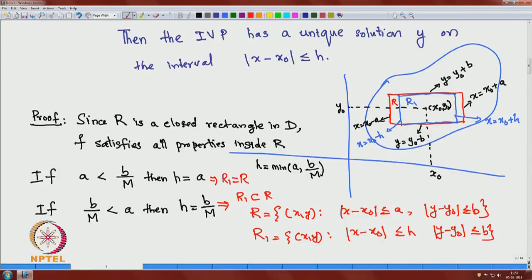So Picard's existence and uniqueness theorem says that it has a solution, the solution starting from x0, y0. And the solution exists in the interval |x minus x0| less than or equal to h, that is, on R1. So depending upon the value of A, if A is less than B by M, then the solution exists for the larger rectangle. If A is greater than B by M, then the solution exists on a smaller rectangle R1.